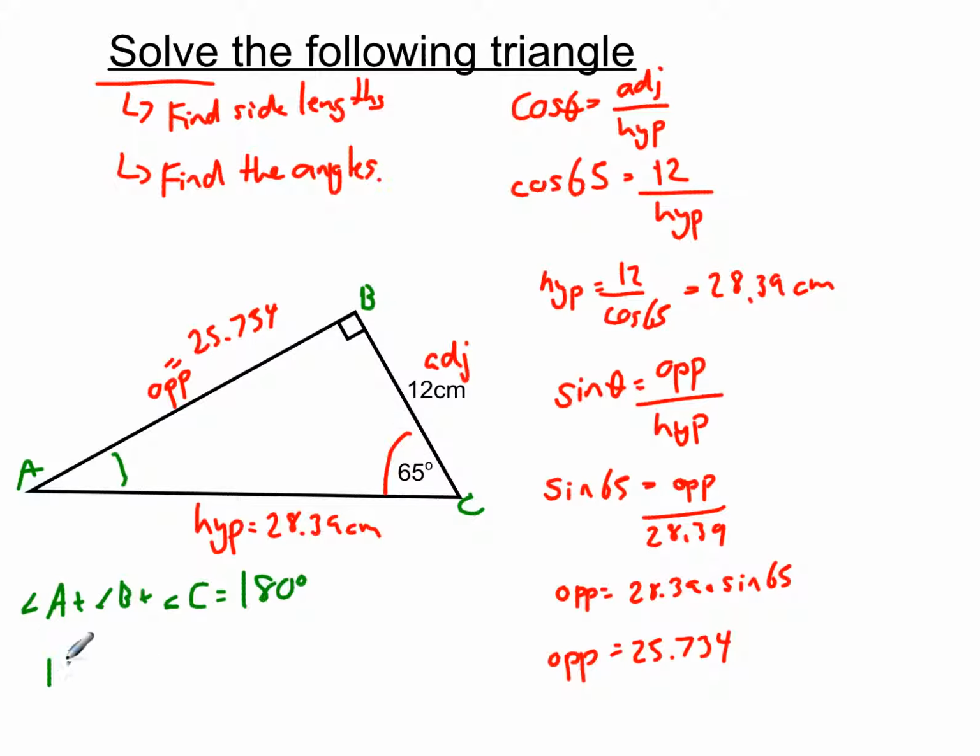So we can find this angle A, as we've called it: 180 minus 90, that's our first angle, and then subtract our next angle, 65, and we get an angle of 25 degrees. And so that's all we need to do to find our last angle in this scenario.